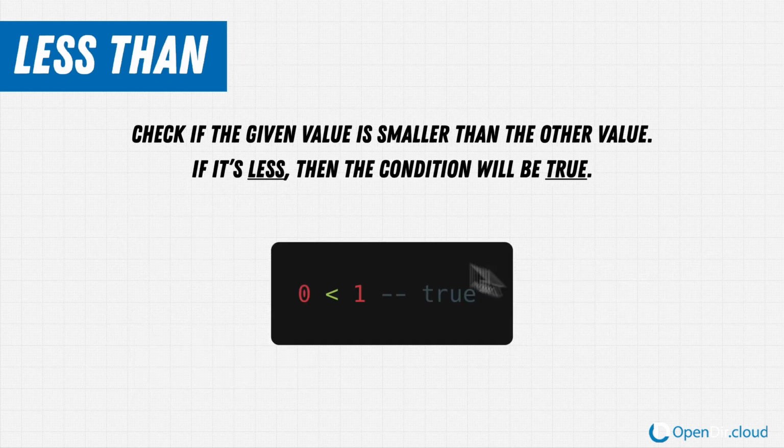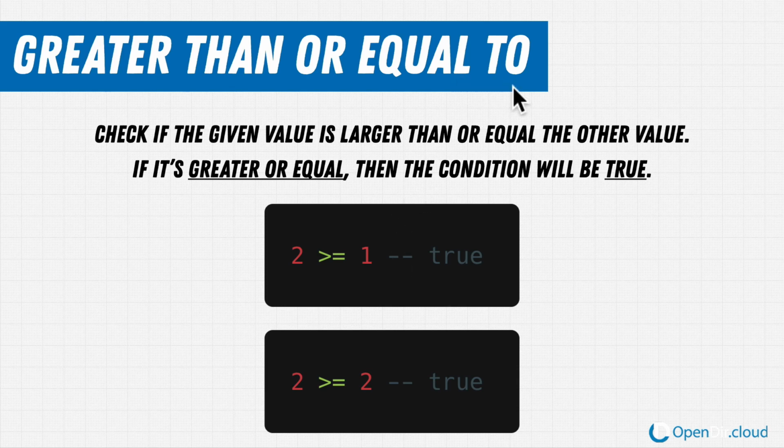So we get into less than. Check if a given value is smaller than the other value. If it is less, the condition will be true. 0 is less than 1. That is true. Greater than or equal to. So we looked at this one. Check if a given value is larger than or equal to the other value. If it is greater or equal, the condition will be true. 2 is greater than or equal to 1. That is true. 2 is greater than or equal to 2. That is true. If we put a 3 here, that would have been false.